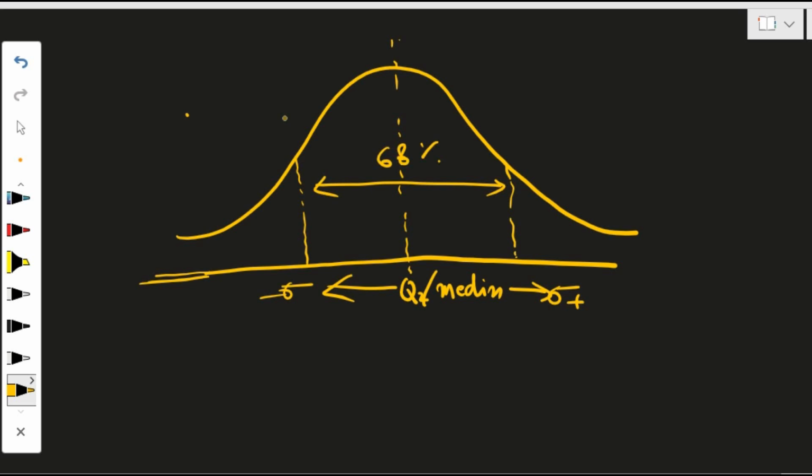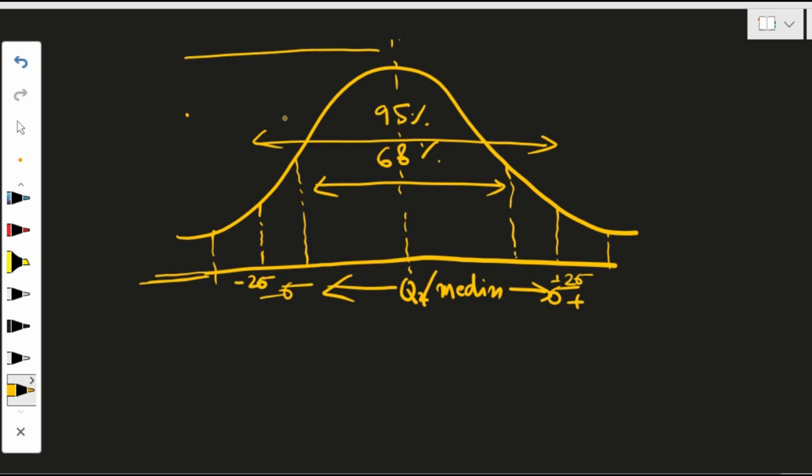And then 95% of the data will be covered in the second standard deviation. This is the second standard deviation, and for the third standard deviation, almost 99.7% of the data will be covered. This is what the empirical rule says.